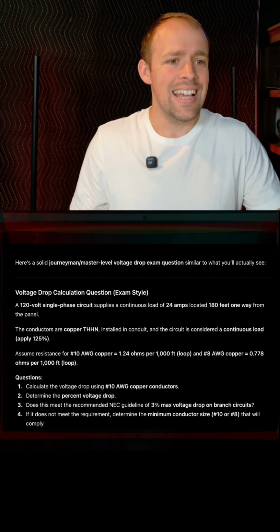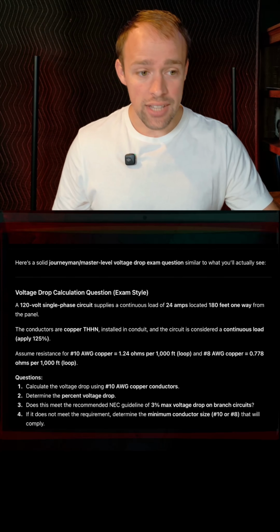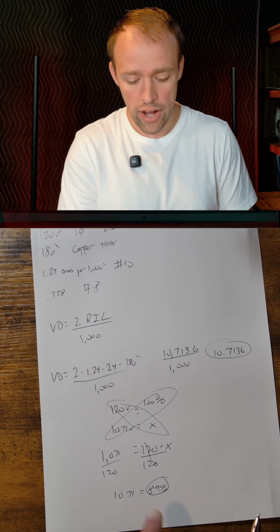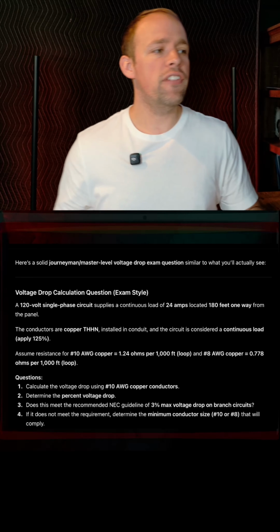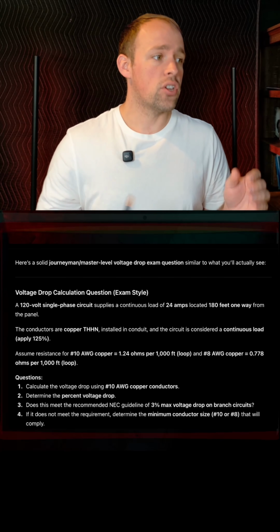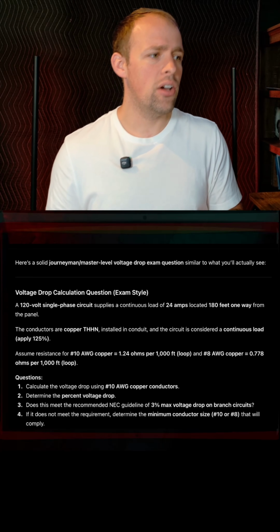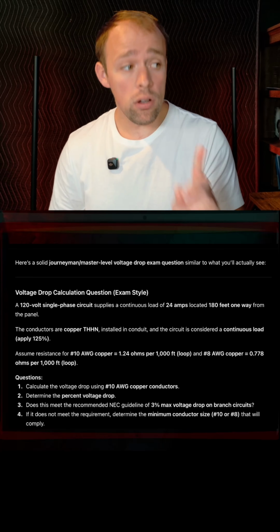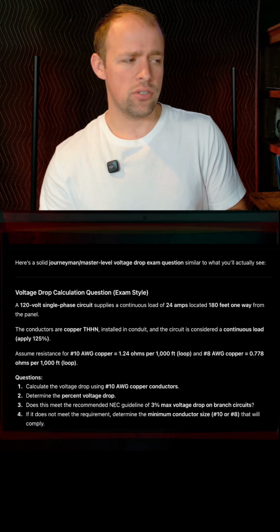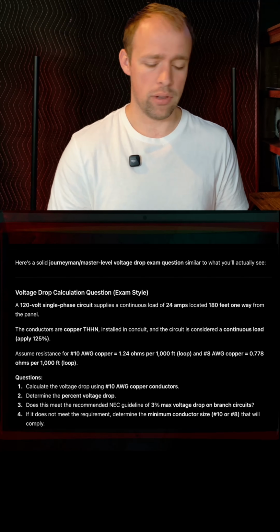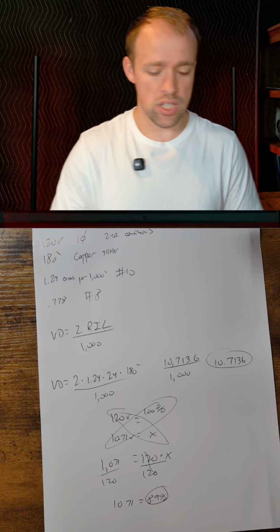Okay, so question number 3, let's actually turn off my camera here. Question number 3 says, does this meet the recommended NEC guideline of 3%? No, it doesn't, right? 8.9% is over our 3% recommended. So now it says, if it does not meet the requirement, determine the minimum conductor size, 10 or 8, that will comply. Okay, so we just determined that 10 does not comply. So the question is, does 8 comply? In order to do that, I might not have time to post this whole thing. I might have to split this video up.